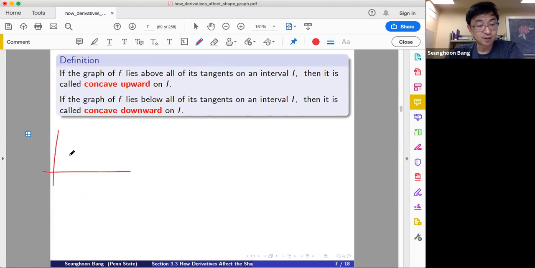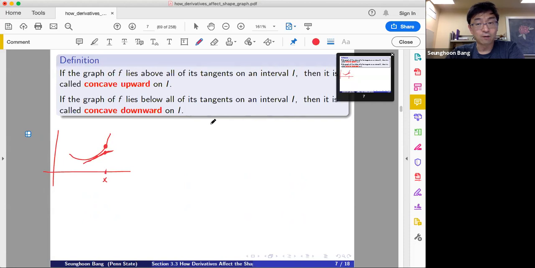The graph is like this. You can choose any point and draw a tangent line. You can choose an x value. The function value on the tangent line compared with the function value f of x. What does it mean? The graph of f lies above this one. Wait a minute.